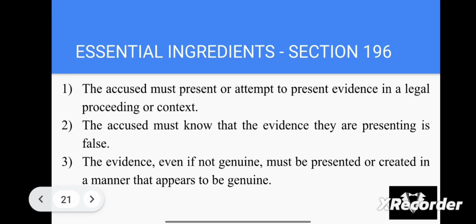Essential ingredients of Section 196. The accused must present or attempt to present evidence in a legal proceeding or context. The accused must know that the evidence they are presenting is false. The evidence, even if not genuine, must be presented or created in a manner that appears to be genuine.